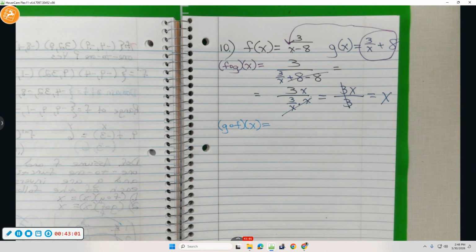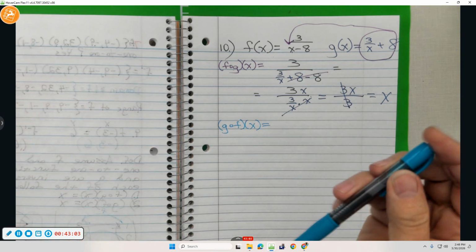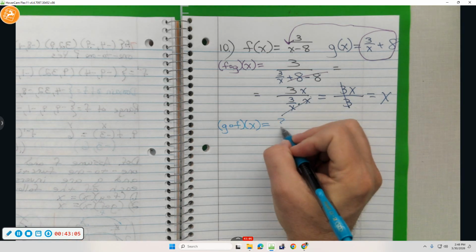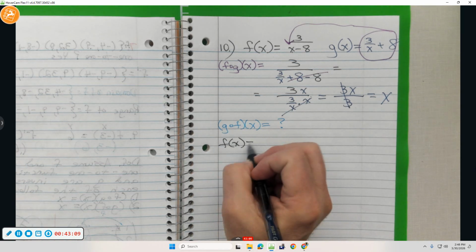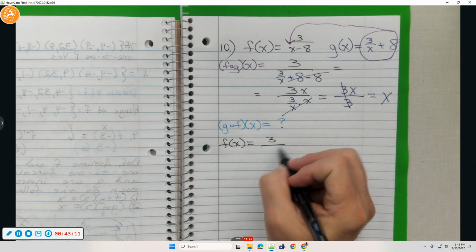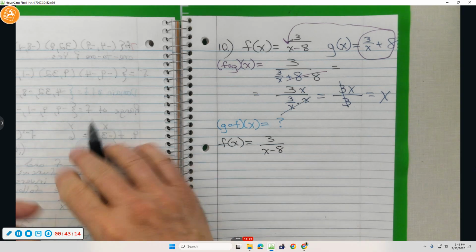80% chance to guess it's going to equal x, but we don't have to guess. We can actually check. Oh, wait a minute. Remember what I would do? Yeah, you have to restate them. Because of all those arrows making such a mess, I'd rewrite them each time.